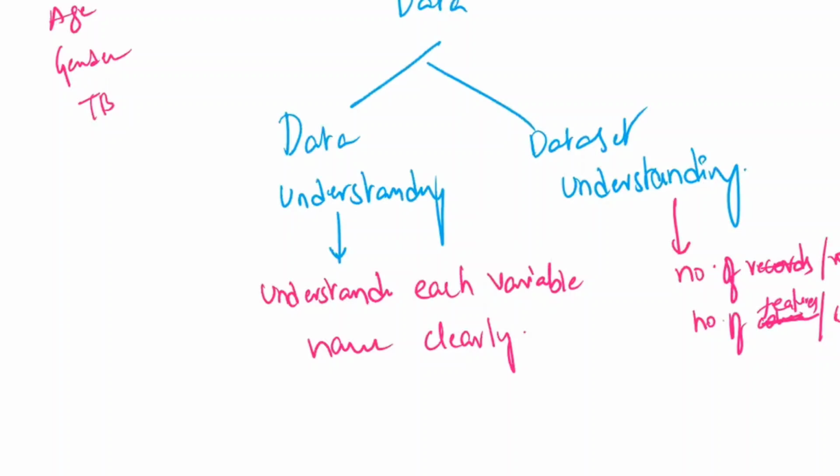How many columns are there, how many rows are there, and in the given data set, how many categorical variables are there, how many continuous variables are there, and how many are discrete count data. Like this, you are calculating how many and observing the data set. Your observation of the data set is called data set understanding. Understanding the data is called data understanding.